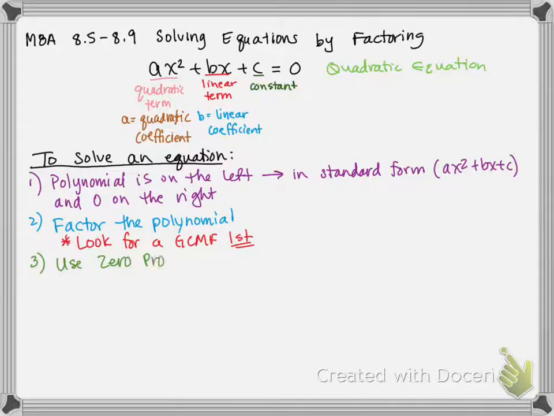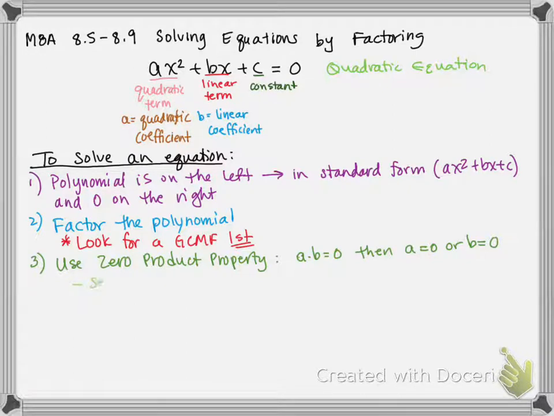Basically what this property says is that in order to get an answer that's zero, you have to multiply by 0. So it's basically saying A times B equals 0. If that's true, then A equals 0 or B equals 0. In our case, A is going to be a factor, and B is going to be a factor.